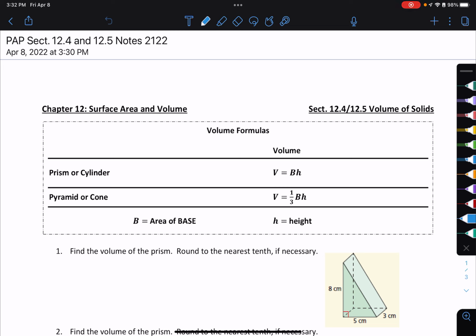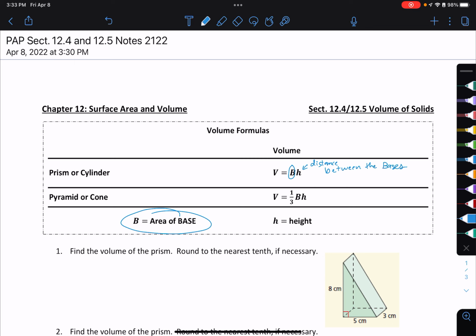It is important to remember what shape your base is in order to find the appropriate area. Make sure you're using your area formulas from chapter 11 for your circles or your regular polygons or rectangles or whatever other shapes you have. So for a prism or a cylinder, to find the volume, you're simply going to take the area of the base times the height. Remember, the height is the distance between the bases.